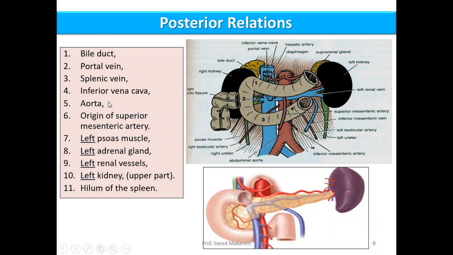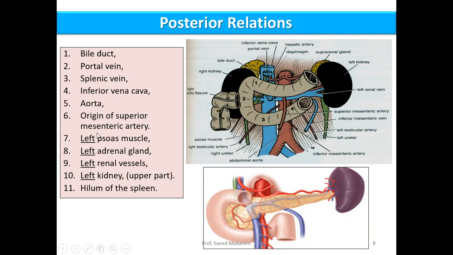Then even the inferior vena cava as well as the aorta. You can see here, this is the aorta, and this is the inferior vena cava. This is the abdominal aorta. Abdominal aorta, inferior vena cava, both will be behind. Origin of the superior mesenteric artery. As you can see here, this is the superior mesenteric artery, which will also be behind the pancreas. The pancreas has been removed here so that you can appreciate what are the structures which are behind.